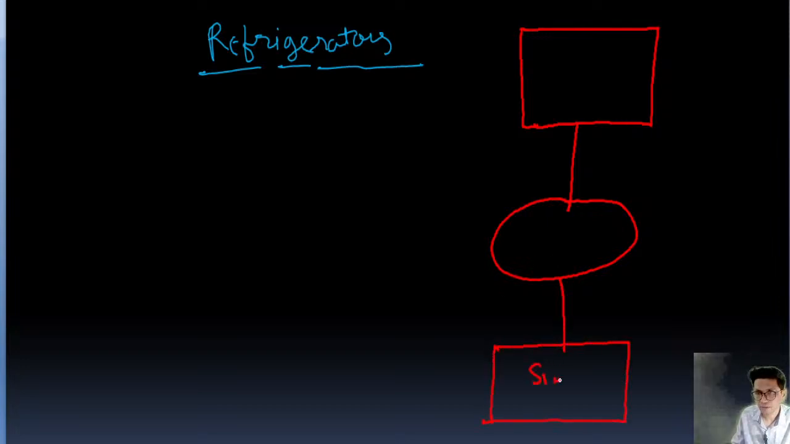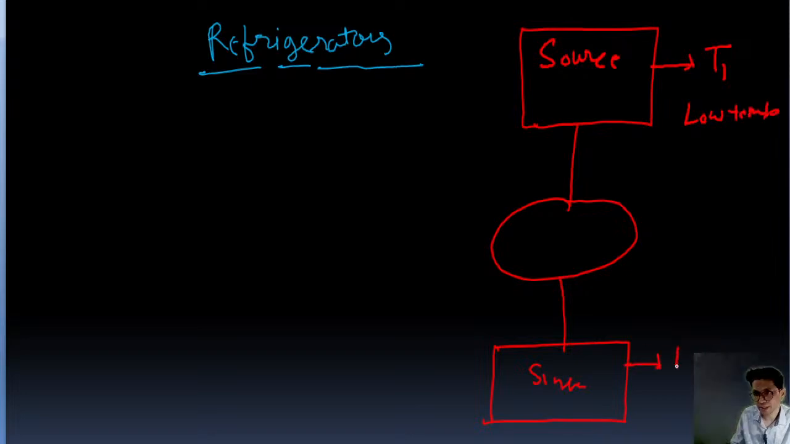Okay, sink, source. And the source will be at temperature T1. Okay, this is low temperature, guys. And sink will be at T2. This is at high temperature. Okay, and this is the refrigerator.